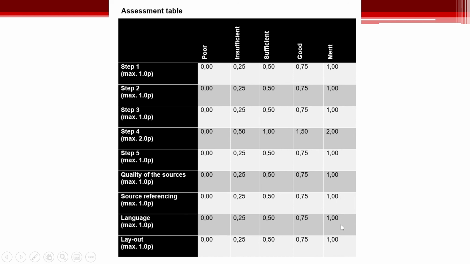And then at the bottom of the assessment table, you can see obviously language. Try to write it as professionally as possible. Your target group is other year 3 students. And then the layout, make sure it really looks nice. Make it like a complete paper with a front page, table of contents, and then all the steps.